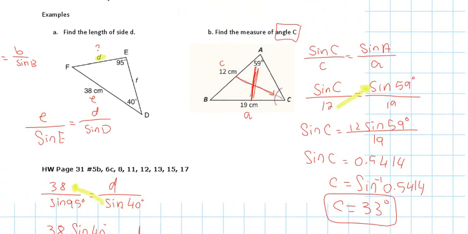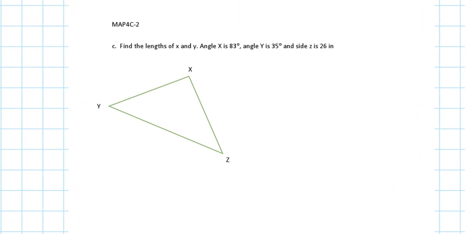All right. So this question is asking you to find the lengths of x and y. So you're going to do this question. Find the length of x and y if they gave you angle x is 83 degrees. Angle y is 35. And side z is 26 inches. Okay, so they want you to find side x and side y.